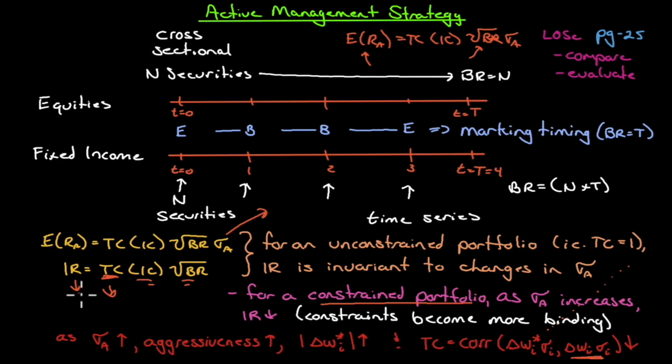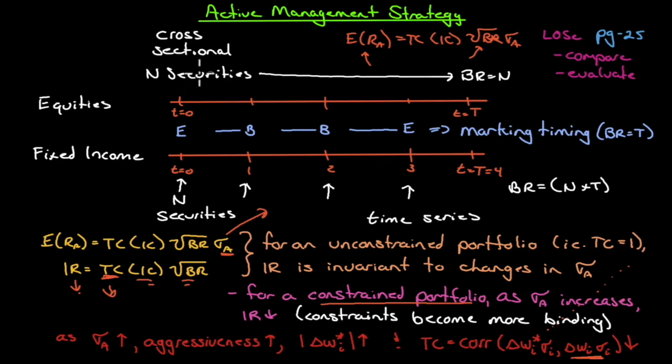So that's one of the things you have to look at in practice: you've got to watch for the level of active risk and understand that it does affect the information ratio. So what are the big takeaways from these three? It's pretty much all about your BR.